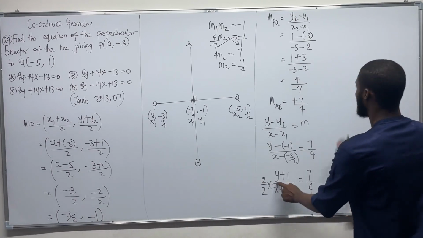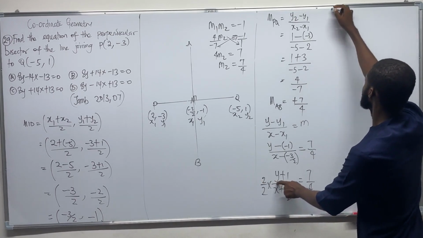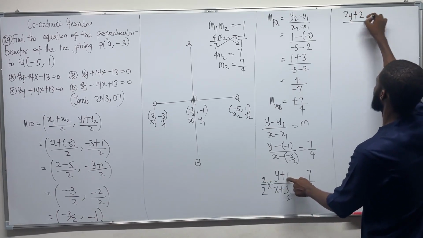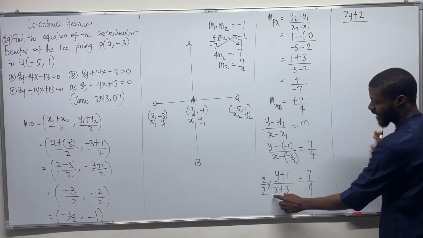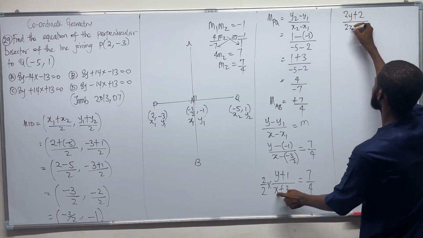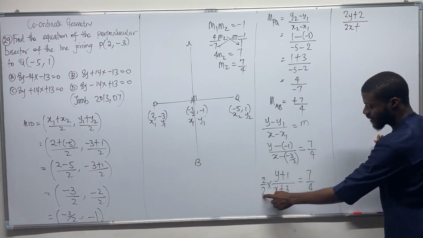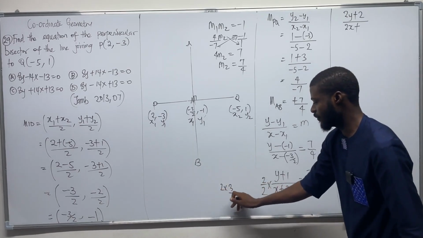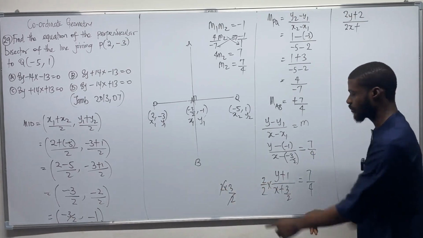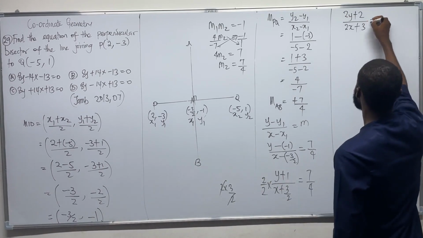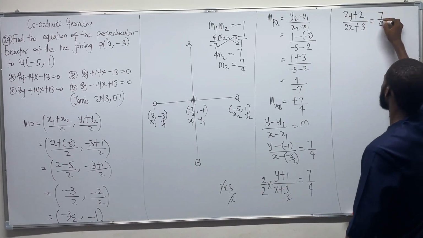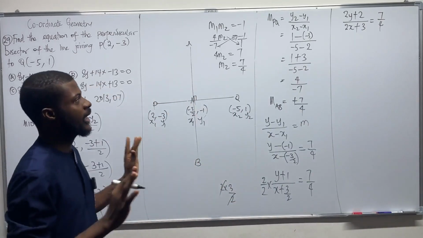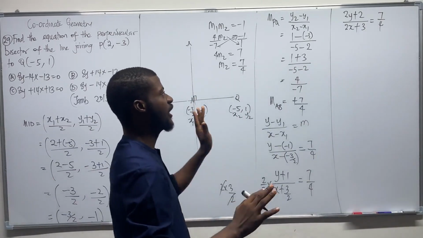So 2 times y is 2y. Then 2 times 1 is 2. So that's 2y plus 2. Then 2 times x is 2x, plus 2 times 3 over 2. These two can cancel out this very 2. So that's plus 3. And this would equal 7 over 4. Yes, I can do that. And there's no fraction anymore. I can do that. That's exceptionally beautiful.